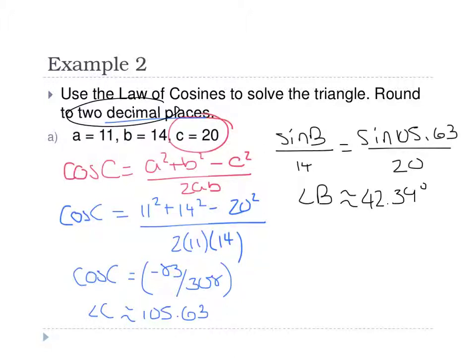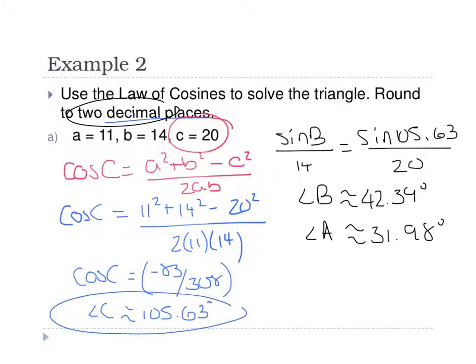And then subtract what we just got from 180 degrees. And we get 31.98 for our remaining angle, so angle A is approximately 31.98 degrees. So there's angle C and B and A.